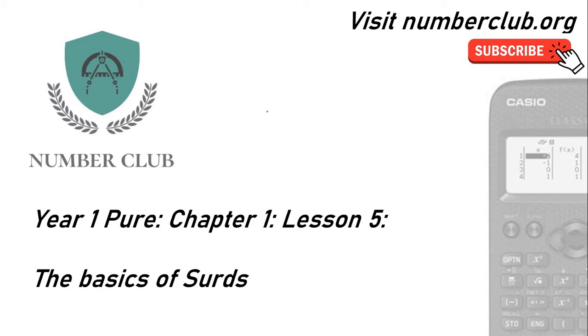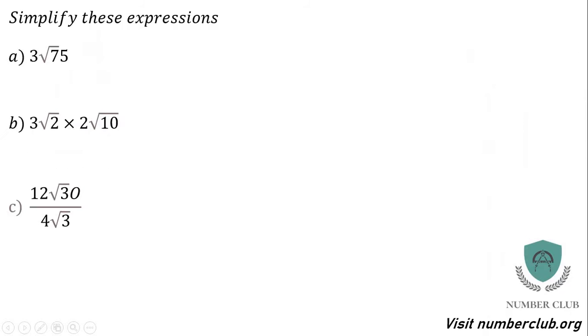This is Year 1 Pure, Chapter 1, and this is Lesson 5. You're going to learn about the basics of surds during this lesson. In the next lesson, we're going to be talking about rationalizing denominators. That's not included within this lesson, but a lot of the important skills that are required for it are included within this lesson. So let's get cracking.